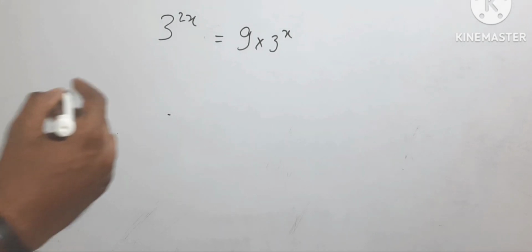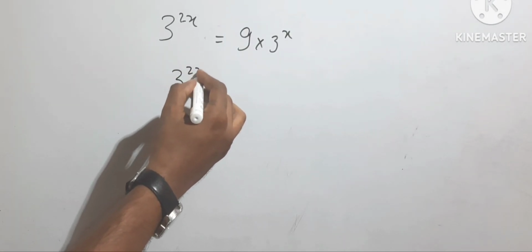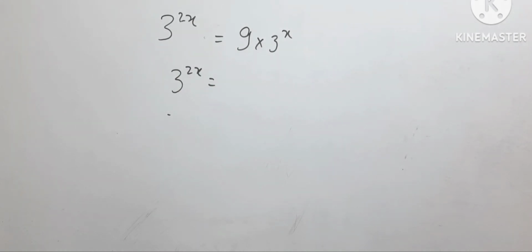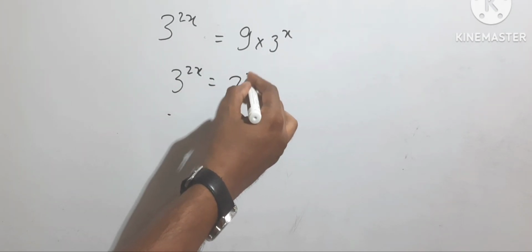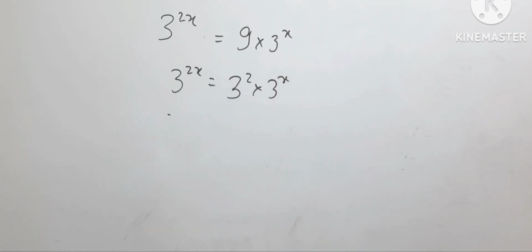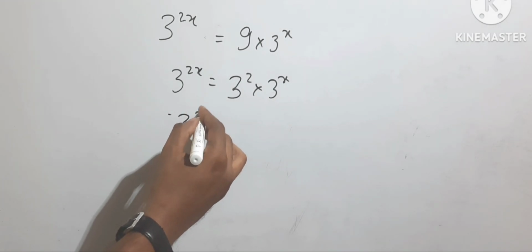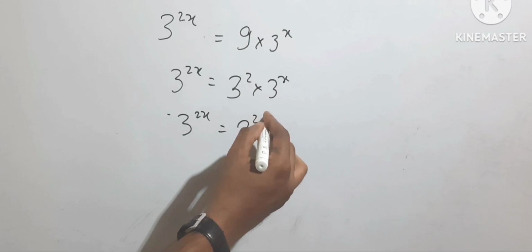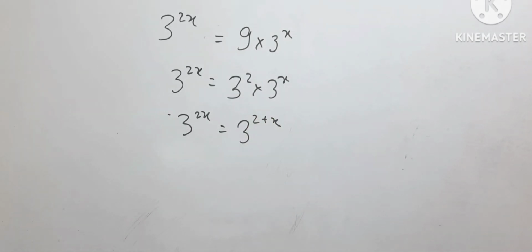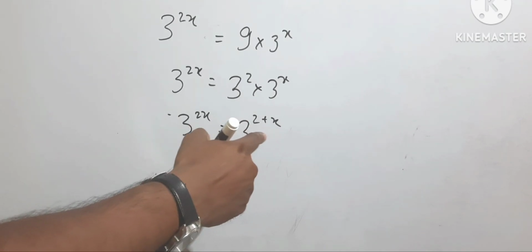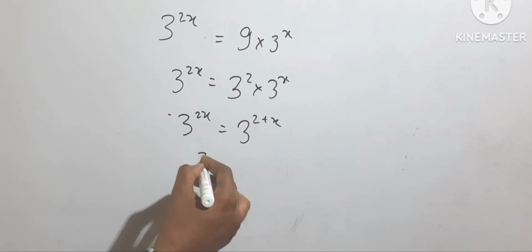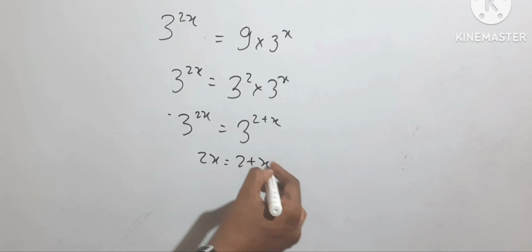Solve and see. So 9 is there, so what I will do, sir, 3 to the power 2 into 3 to the power x. After that, as the bases are all the same, 3 to the power 2x equal to 3 to the power 2 plus x. As I told you, up to where you have multiply, divide, you have to solve. Now no multiply, no divide, only plus is there, but two different variables. So 2x is equal to 2 plus x. We will get the answer from here.